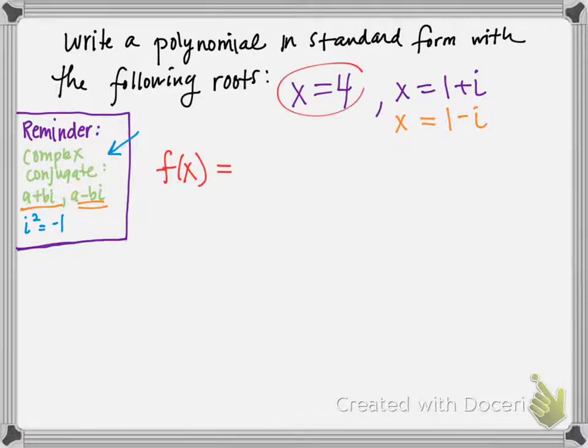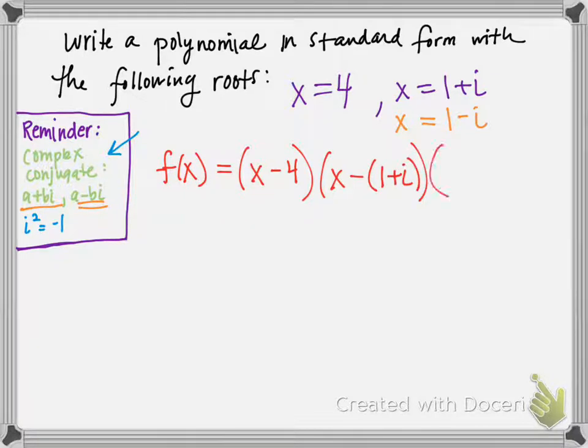So to turn a root like x equals 4 into a factor, I would have x minus 4. To turn this into a factor, I would have x minus this, which has two terms. So I'm going to put it in parentheses, 1 plus i. And lastly, to turn the final root into a factor, I would have x minus this, and again, parentheses because it has two terms.